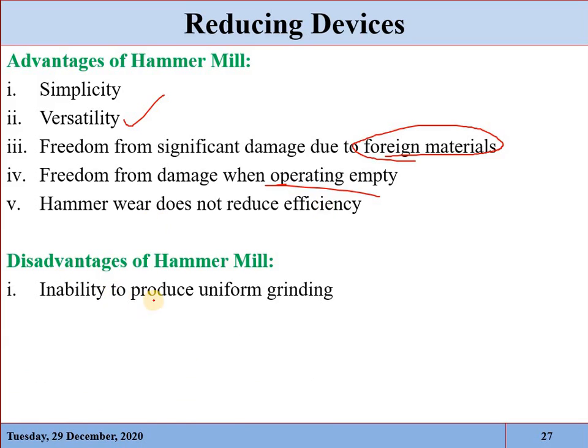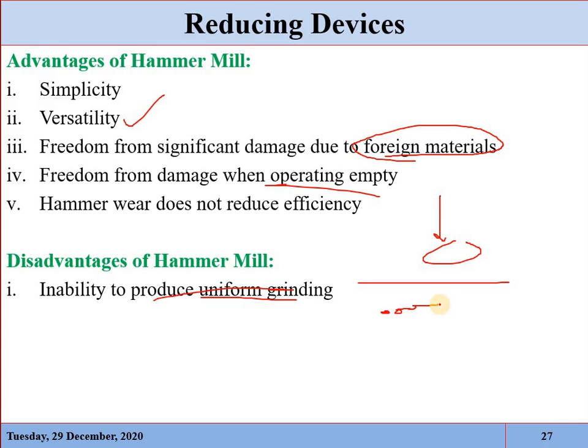It has an inability to produce uniform grinding. The product whose size is reduced will be of irregular size, meaning the reduced particles will not be of uniform size or uniform shape. So that is the disadvantage of the hammer mill.